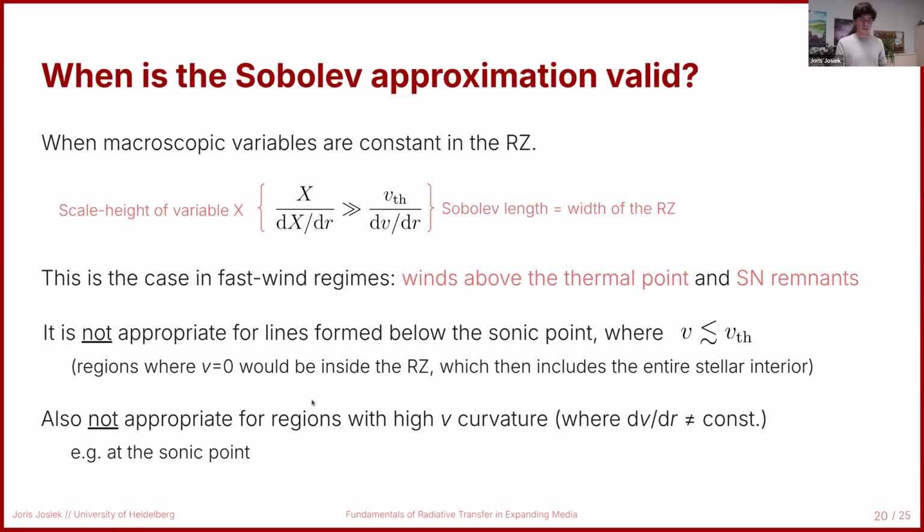It's also not appropriate to use the Sobolev approximation in any regions that have high V curvature, so high change of the velocity gradient. Again, because this is also one of the macroscopic variables that needs to remain constant, and if there is a high V curvature, this is not constant. And this is the case, for example, at the sonic point.